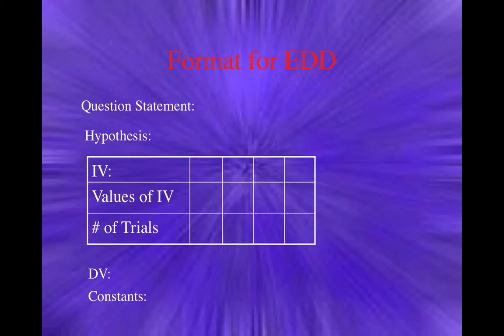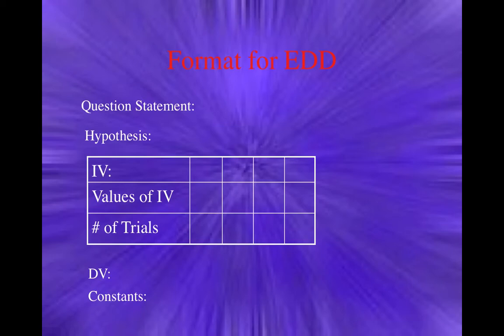This is a format for the EDD. It is a question statement, which means a clear statement of what the question you are asking is. A hypothesis, which is an educated guess as to what the answer to the question statement will be. Then there's IV, which is the independent variable. That's the thing you're choosing to change. And you want to know what values you're going to pick.